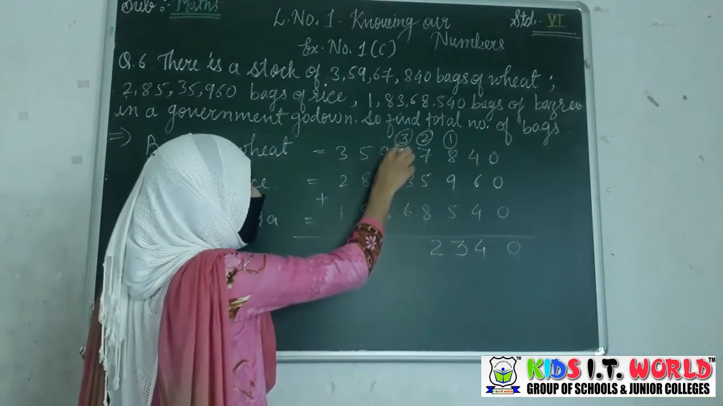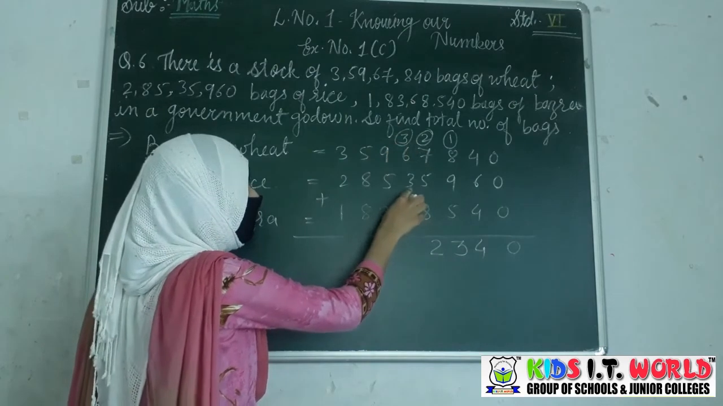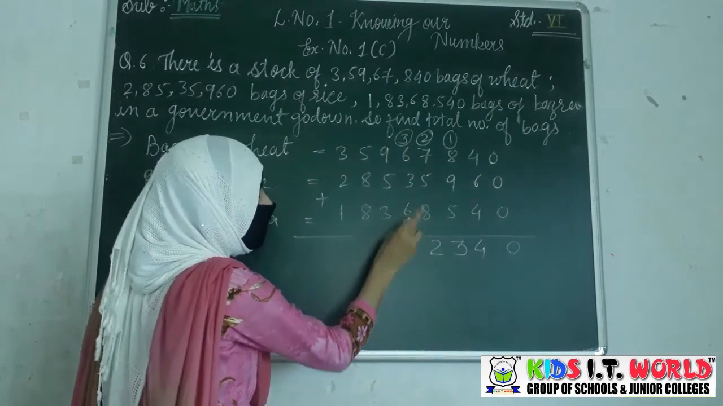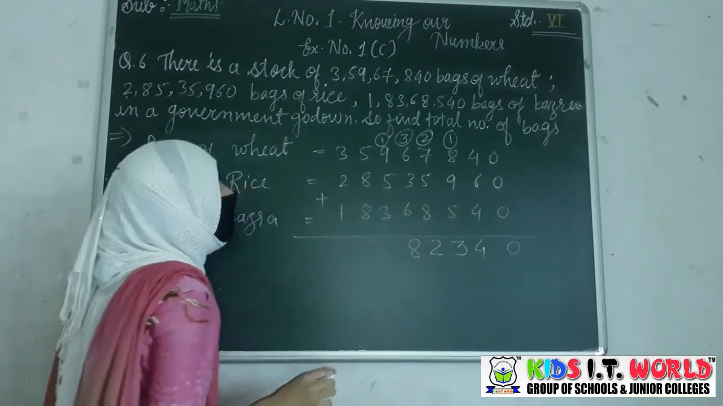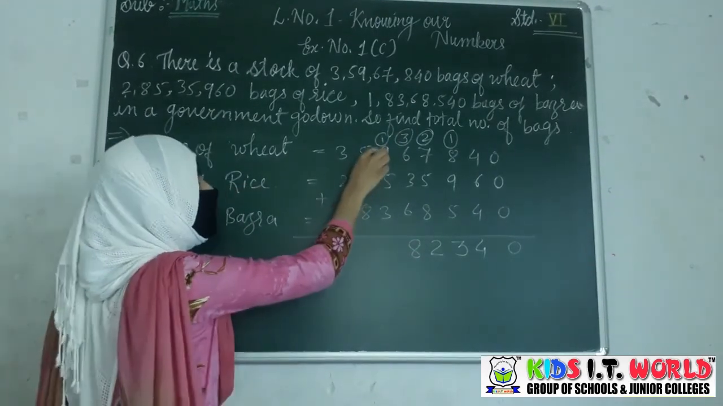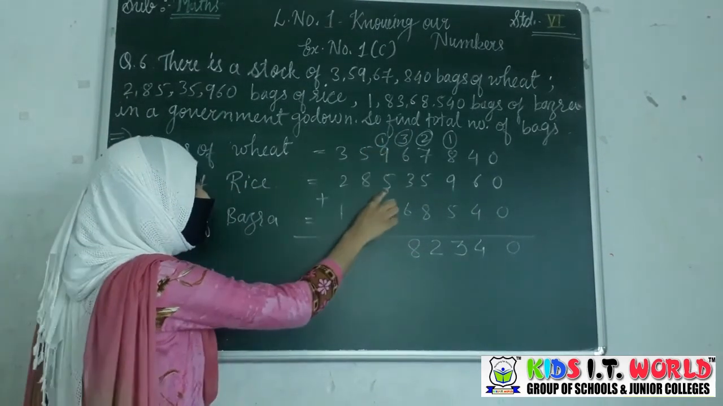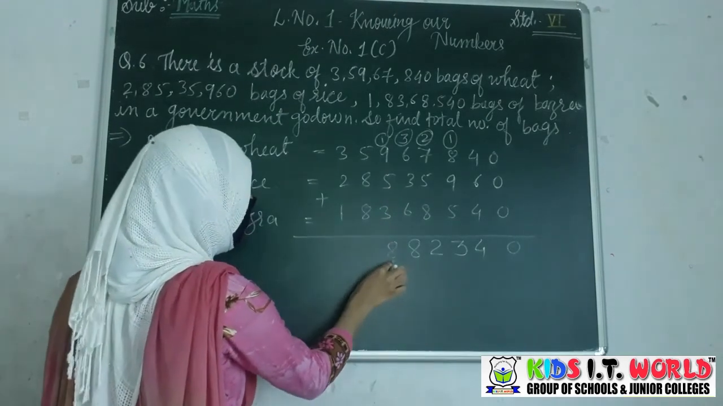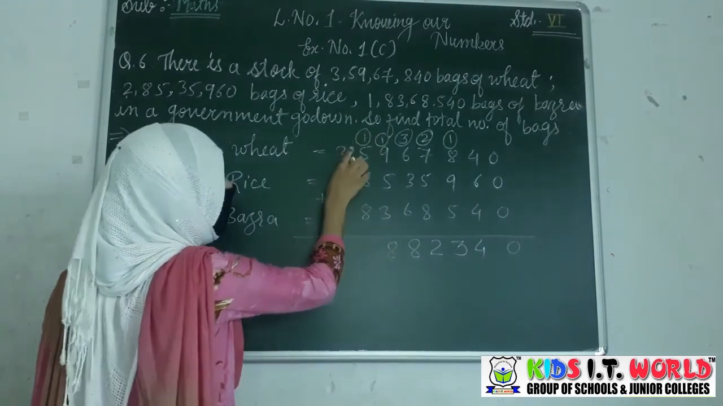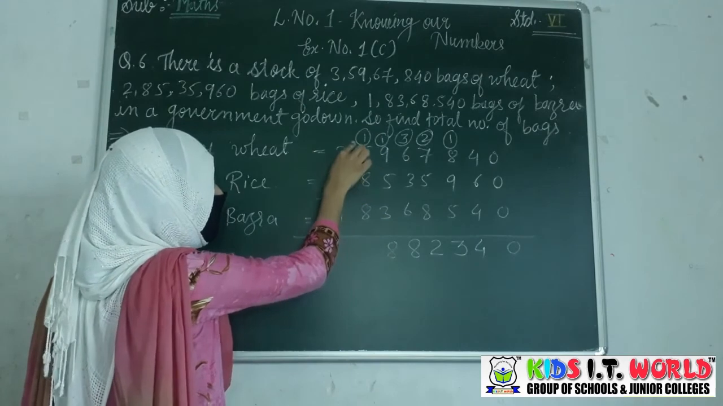Now 6 plus 3, 9. 9 plus 3, 12. 12 plus 6, 18. From 18 we will write 8 here. 1 will be carried to the next number. 9 plus 1, 10. 10 plus 5, 15. 15 plus 3, it's 18. From 18 we will write 8 here. 1 will be carried.